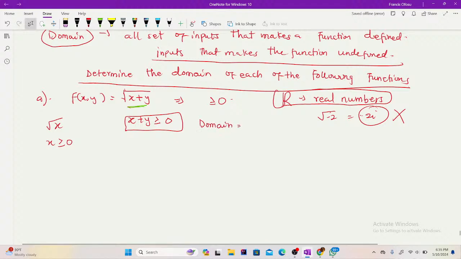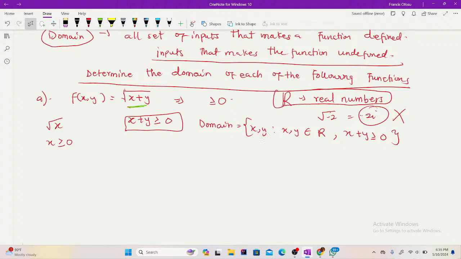So you can state the domain given to us. You say that the function of x y is such that x y is a member of all real numbers, where x plus y is greater than or equal to 0. As simple as that. So this gives us a nice domain. So x y, which is what?